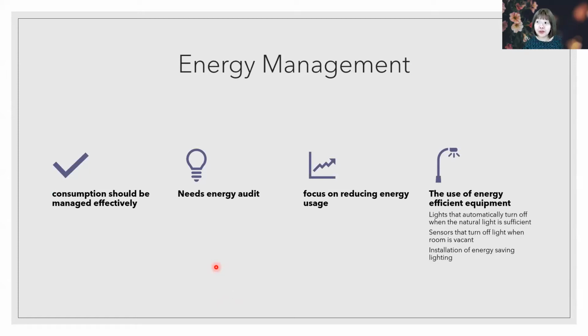Energy management. So it relates to electricity. The consumption should be managed effectively. It needs an energy audit. Focus on reducing energy usage. The use of energy efficient equipment. Lights that are automatically turned off when the natural light is sufficient. Sensors that turn off the light when the room is vacant. Installation of energy saving lighting. Okay, so all of these are still related.